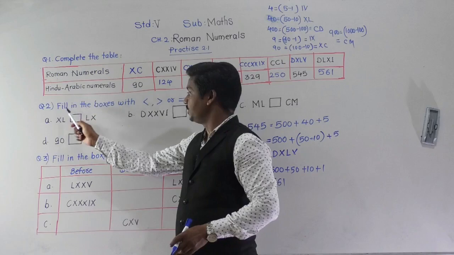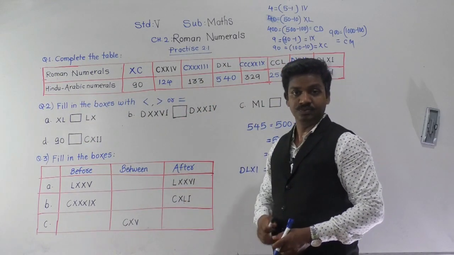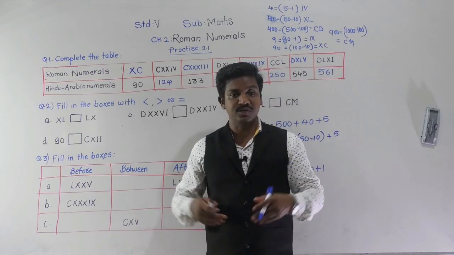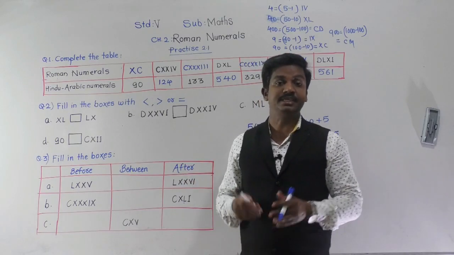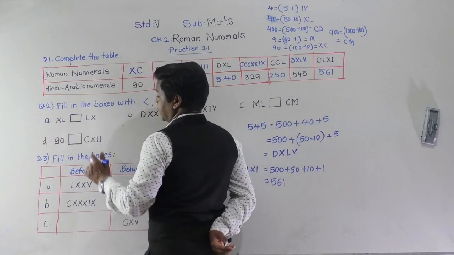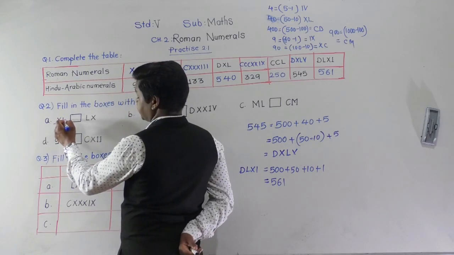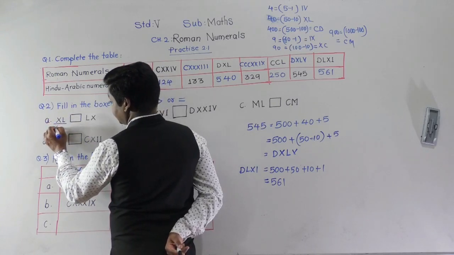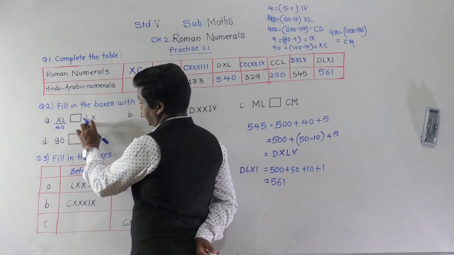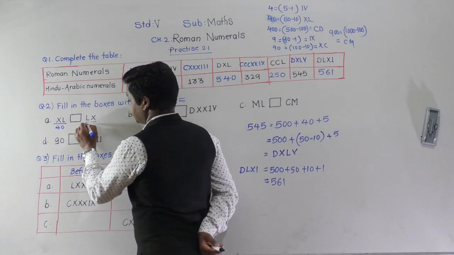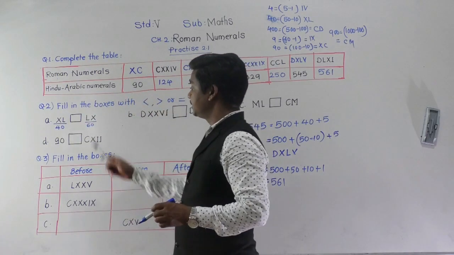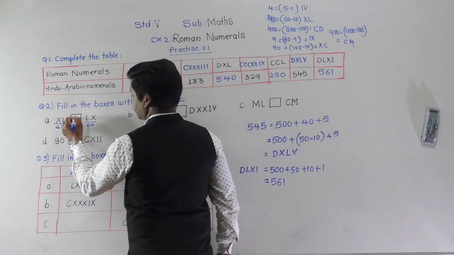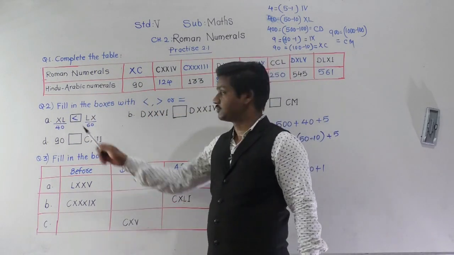Then, see the second question. Fill in the boxes with greater than, less than, or equal to. Same question, just we have to compare two Roman numerals. For that, we need to convert them into Hindu Arabic numerals and then compare. It will be easy for us. See, XL. XL means what? A smaller symbol appears before a greater symbol, that means its value will be subtracted from L. Value of X is 10 and value of L is 50. So 50 minus 10, 40. And LX: here a smaller symbol appears after a greater symbol, that means its value will get added. LX means 50 plus 10, 60. So which is greater? 60 is greater. That means XL is less than LX. So we use the less than symbol. That is 40 is less than 60.